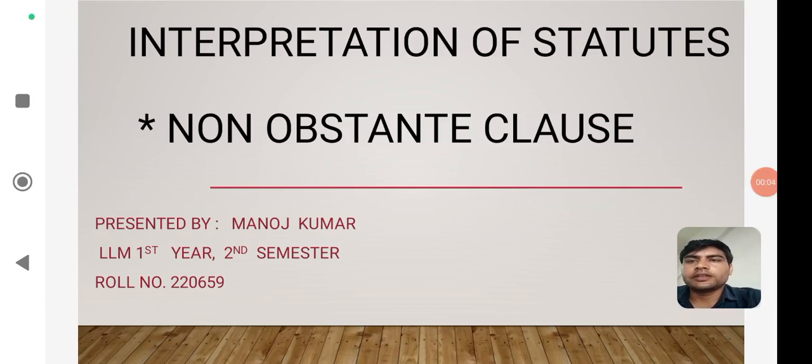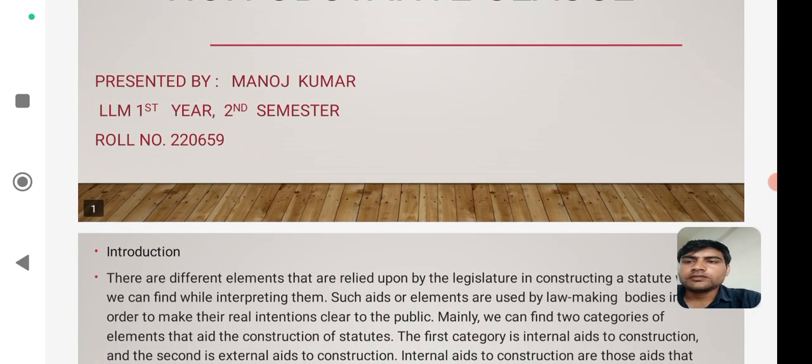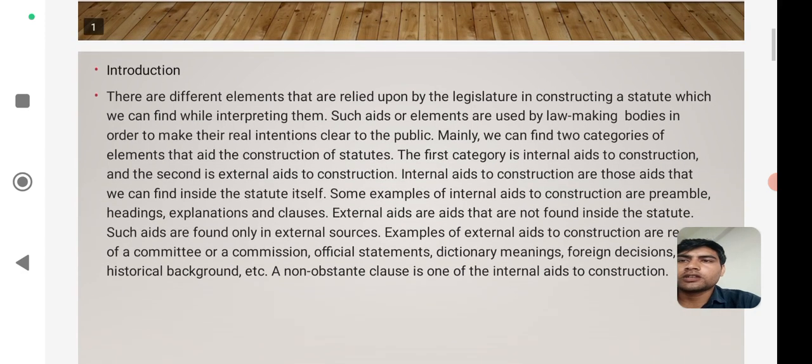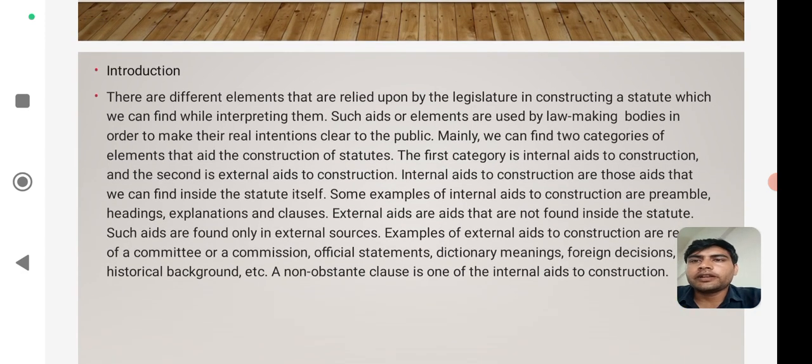Today, the topic is non-obstante clause. Introduction of non-obstante clause. There are different elements that are relied upon by the legislature in constructing a statute, which we can find while interpreting them. Such aids or elements are used by law-making bodies in order to make their real intention clear to the public.